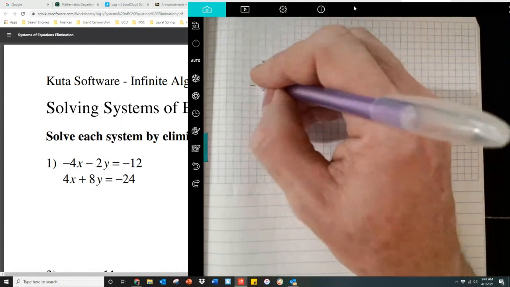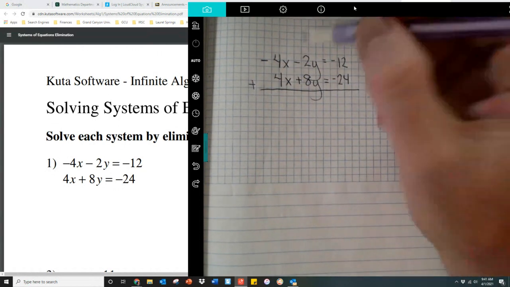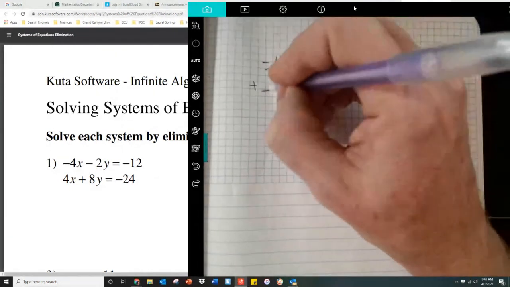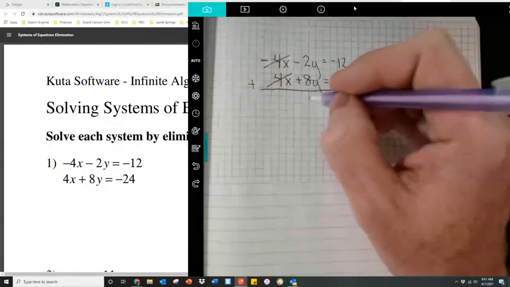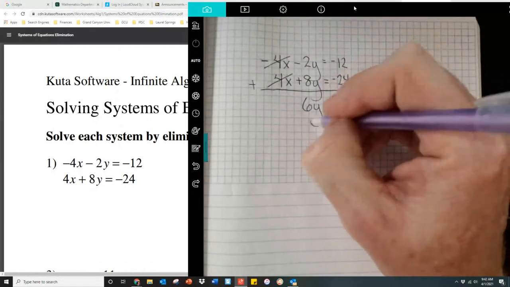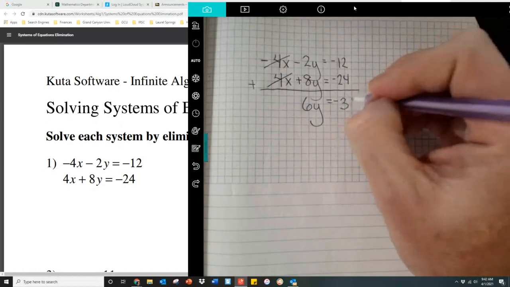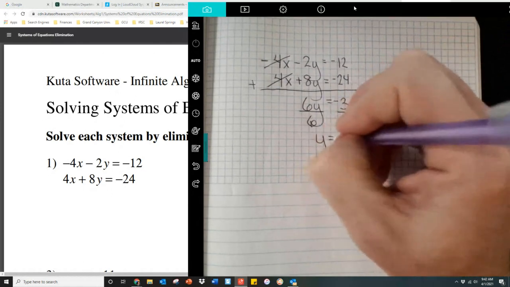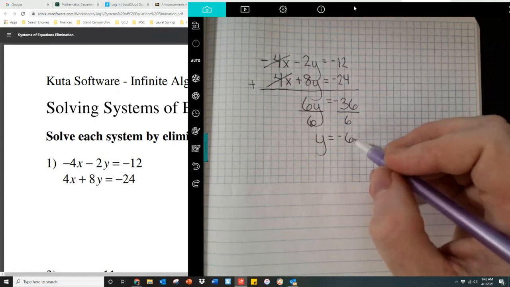This is also called the addition method for solving systems of equations, but elimination is commonly known because you're eliminating one of the variables. So you add this equation to this equation, and then when you do, this will happen. And then you add this together. Well, -2 added to 8 gives us 6y, and then adding -12 to -24 gives us -36. Then simply by dividing by 6, we'll get -6 for y. That's how fast it is to solve for a variable.